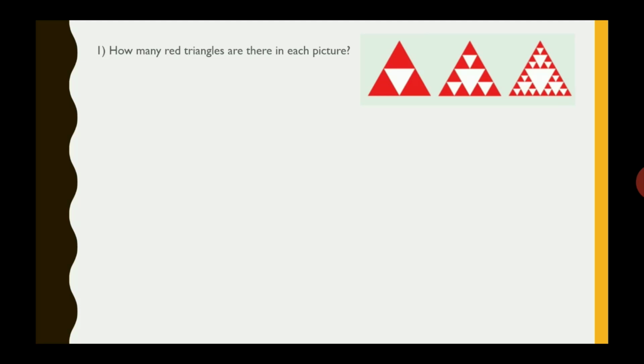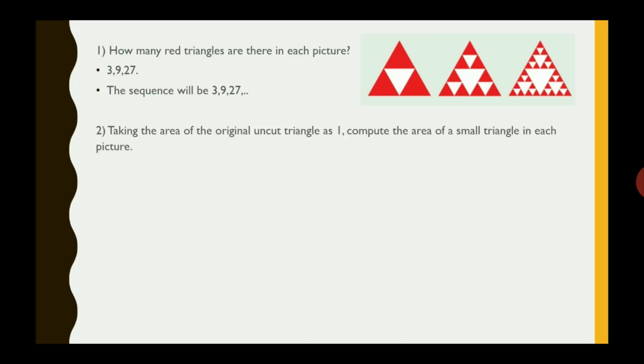Now we can find it in a simpler way. There are 3 red triangles in the first triangle, 3 into 3 red triangles in the second triangle, and 3 into 3 into 3 red triangles in the third triangle. That is 3, 9, 27. So the sequence will be 3, 9, 27, etc. Now the next question is, taking the area of the original uncut triangle as 1, compute the area of the small triangle in each picture. So the original uncut triangle has area 1.